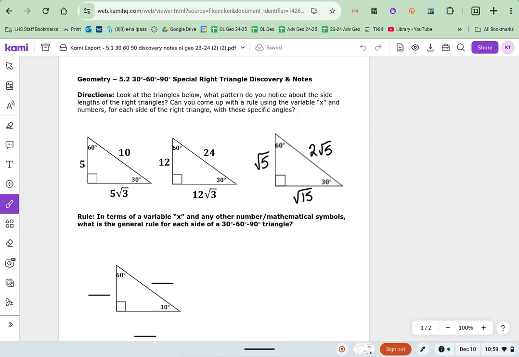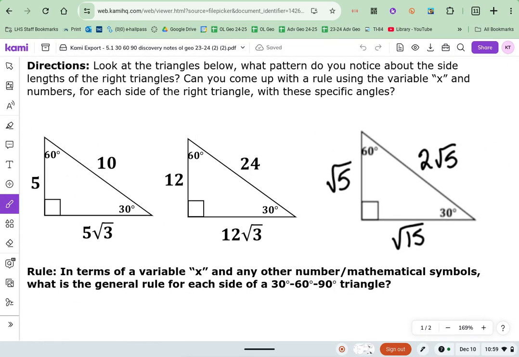Okay, so these are the 30-60-90 triangles because they have a 30 degree angle, a 60 degree angle, and then a 90 degree angle. So I want you for a second to look at these three triangles and try to find a pattern with your group. See if you notice any patterns, and then I'll ask people what they notice in a minute.